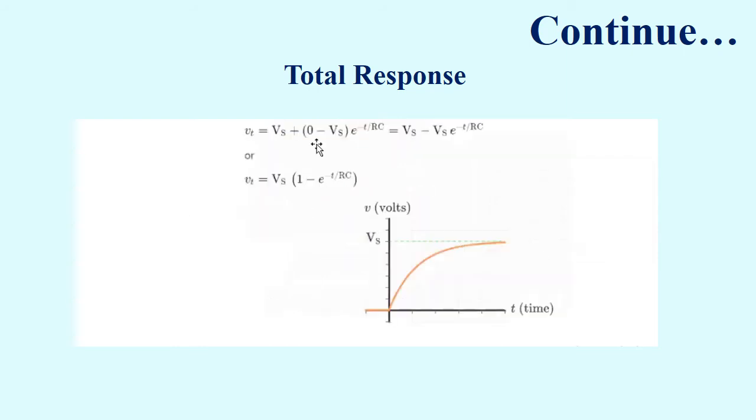Then here we take the positive exponential and we take V0 equals 0. From here we start our procedure. So Vt equals Vs minus Vs e raised to the power minus t by RC. Then we take Vs common, so our equation becomes Vt equals Vs (1 minus e raised to the power minus t divided by RC). This is how we can evaluate the total response of the RC circuit when it is subjected to a step response.